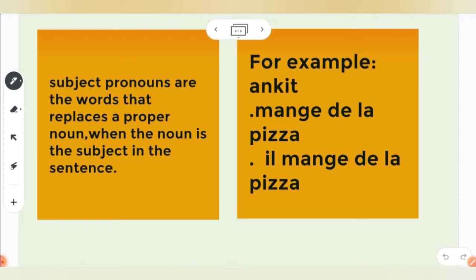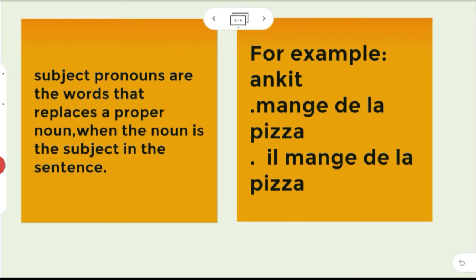So of course we are learning subject pronouns. For that, we first need to know what the subject is in this sentence. Ankit. Ankit is the subject in the sentence, isn't it? So, even if we take an example in English, that Ankit is eating pizza, and if we have to replace Ankit with a subject pronoun, then we will surely use he instead of Ankit, isn't it? So, for that purpose, in French, now we will see what the French subject pronouns are.